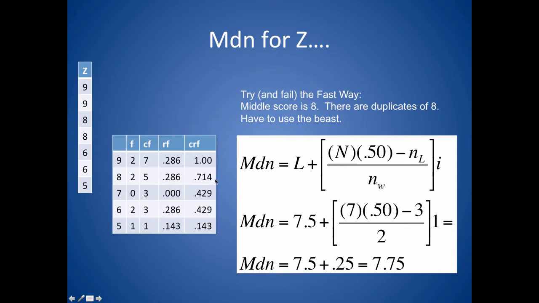This is doing something interesting, which the beast is always doing, which is assuming that the two scores between the upper real limit and the lower real limit of this group are evenly distributed through here, sort of like a big force field spread apart. That these two are spread among here, this one is spread in here, etc. That's how you would use the beast to get the median for this data set, and you'd be good.